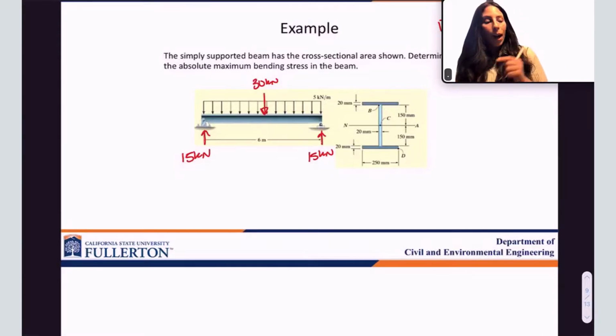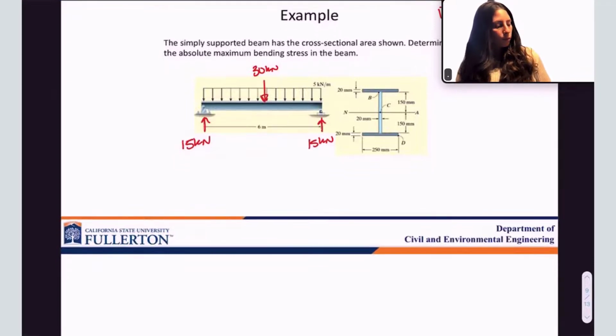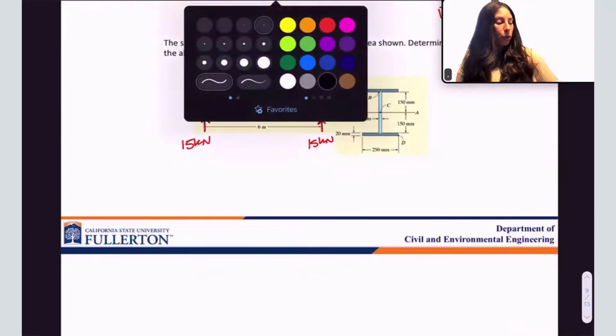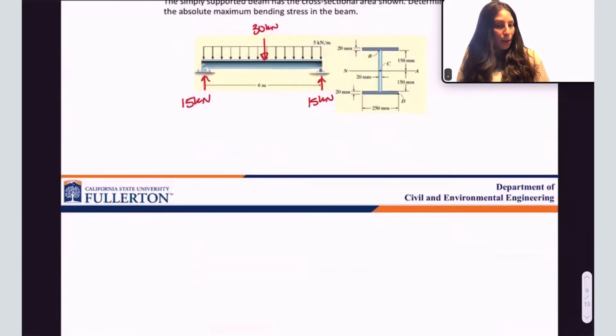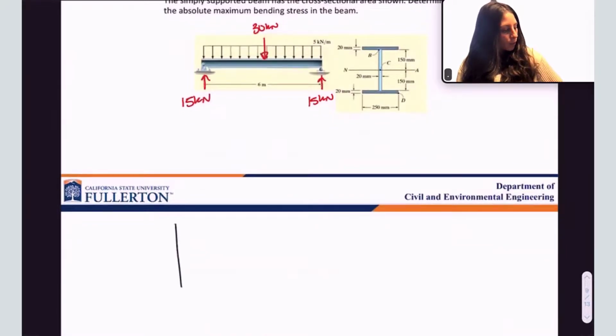How do I get the moment? I have to draw the shear and moment diagram, okay? So we're going to go ahead. I'm going to quickly draw the shear and moment diagram because you do have another video that goes over in detail how to draw a shear and moment diagram. So I'm not going to cover that as in-depth, okay? I'm going to go over it quickly.